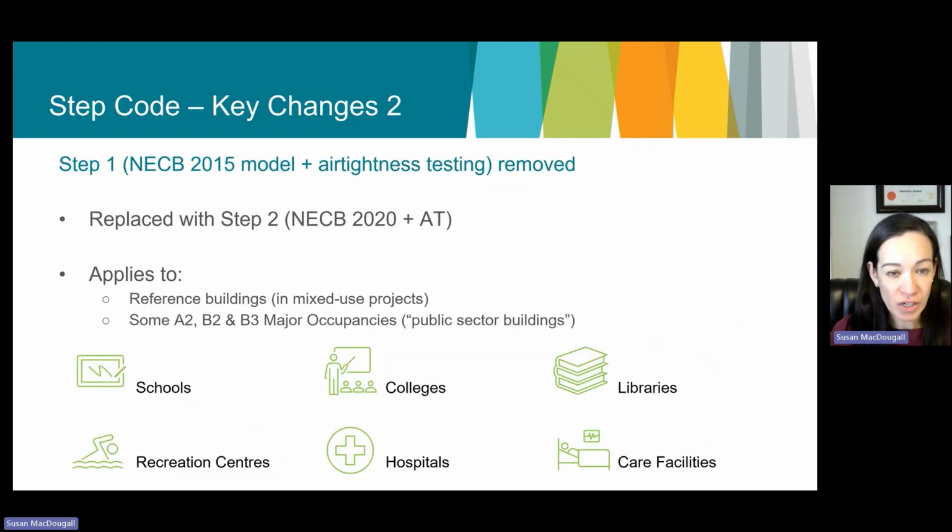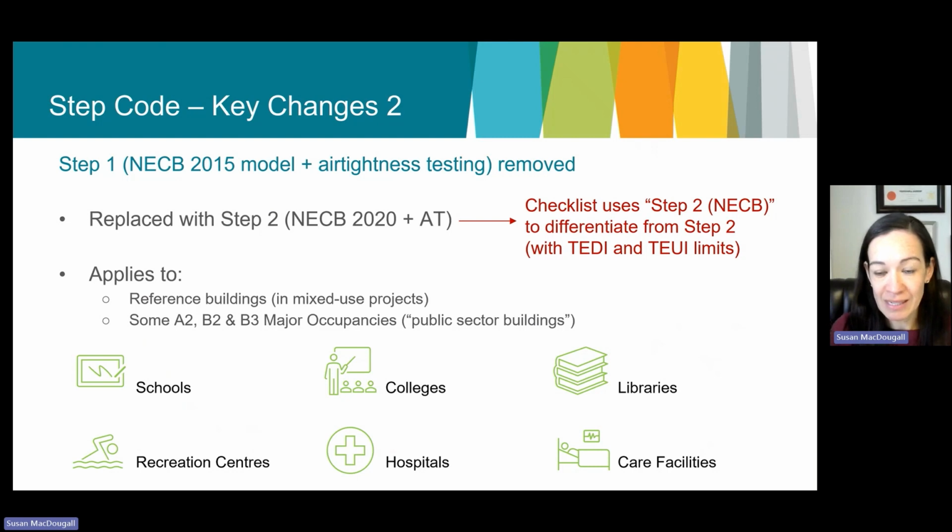The second major change was that Step 1 was removed from the STEP code. Now, Step 1 was using an NECB, or National Energy Code for Buildings, 2015 model, and also required air tightness testing. This has been replaced with Step 2, and that requires NECB 2020, and again, continues the requirement for air tightness testing. So really, the major change that we've seen in this revision is upgrading from NECB 2015 to NECB 2020.